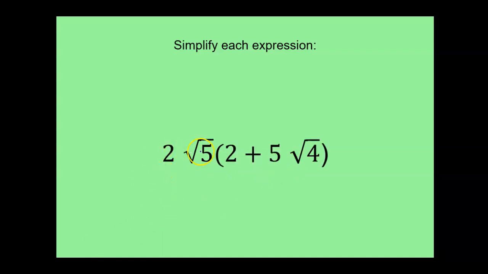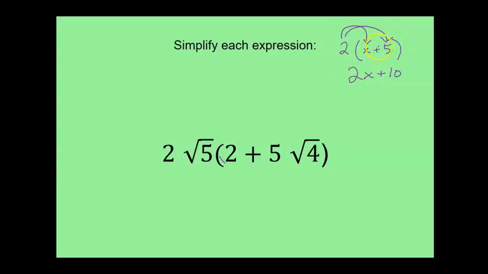All right, so notice here I have some parentheses. I've got 2 square roots of 5 outside. I've got 2 plus 5 square roots of 4 on the inside. So before we do this problem, let's think about if I had something like 2 times x plus 5, right? What I need to do with this number that's outside is I need to distribute it in to these numbers that are inside the parentheses. Everything inside gets multiplied by 2. So this would be 2x plus 10, right?